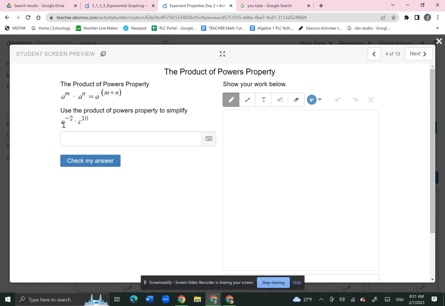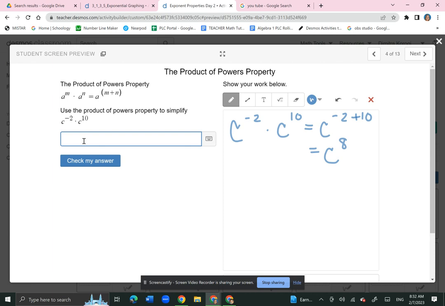All right, same thing here. We're going to use the product of powers property. I have c raised to the power of negative 2 times c raised to the power of 10. So I'm just going to add the exponents. So I'm going to get c raised to the power of negative 2 plus 10, which gives me c raised to the power of 8.